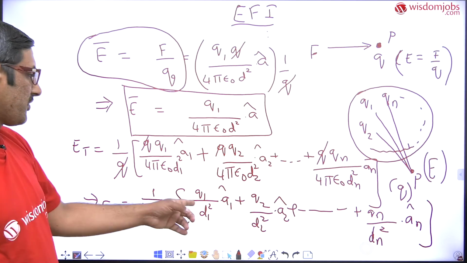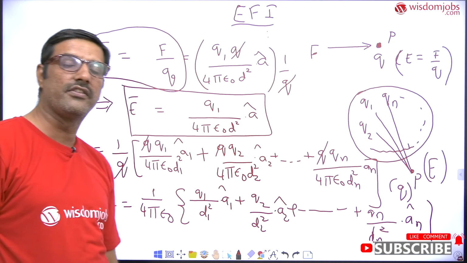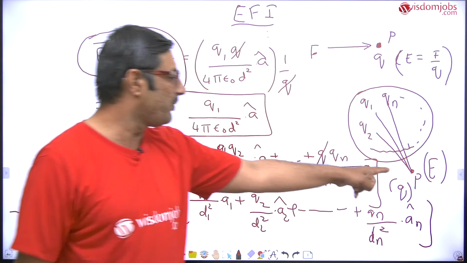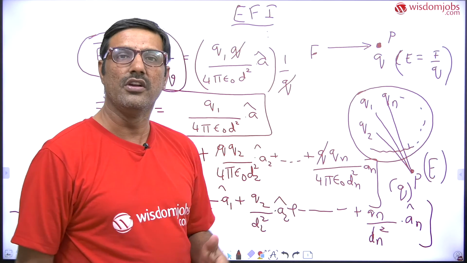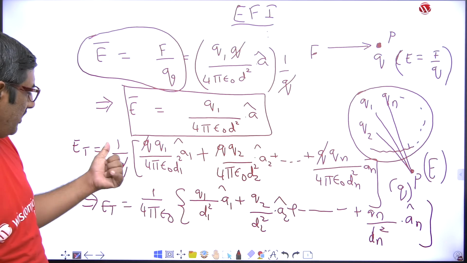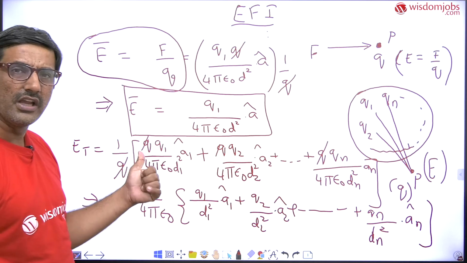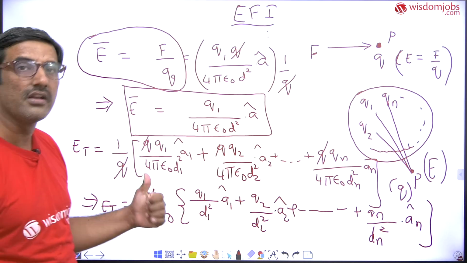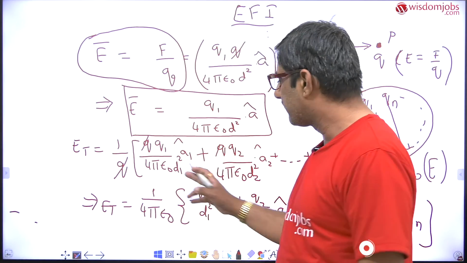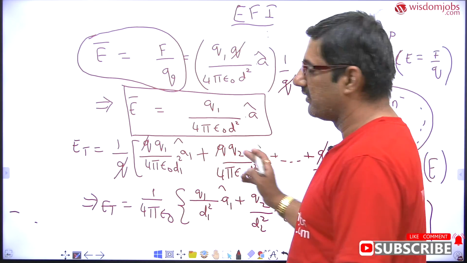If you observe this expression for Et, the total electric field intensity, you never have the same charge that is there at P in the main expression. It does not appear because Q is taken in the denominator, so it gets cancelled away. So the final expression for the electric field intensity due to n charges is this one.